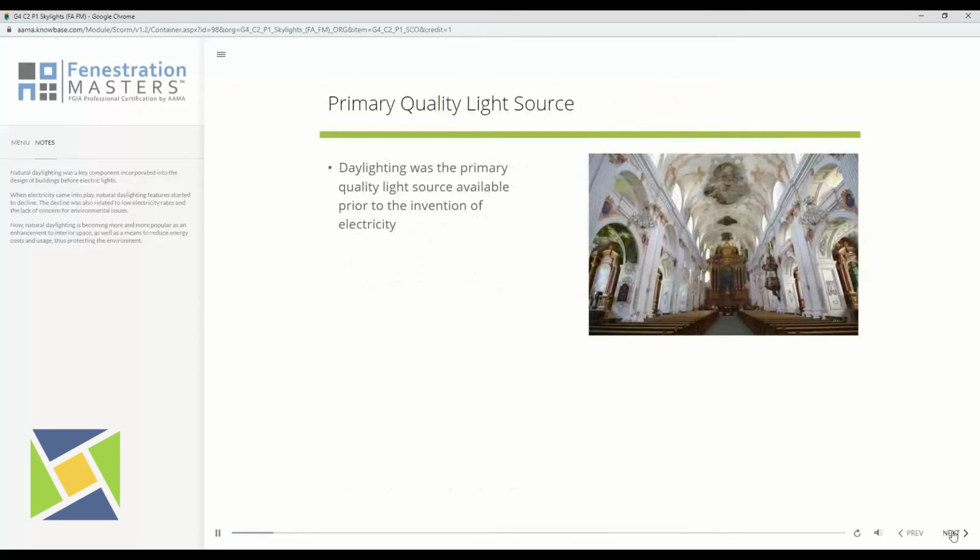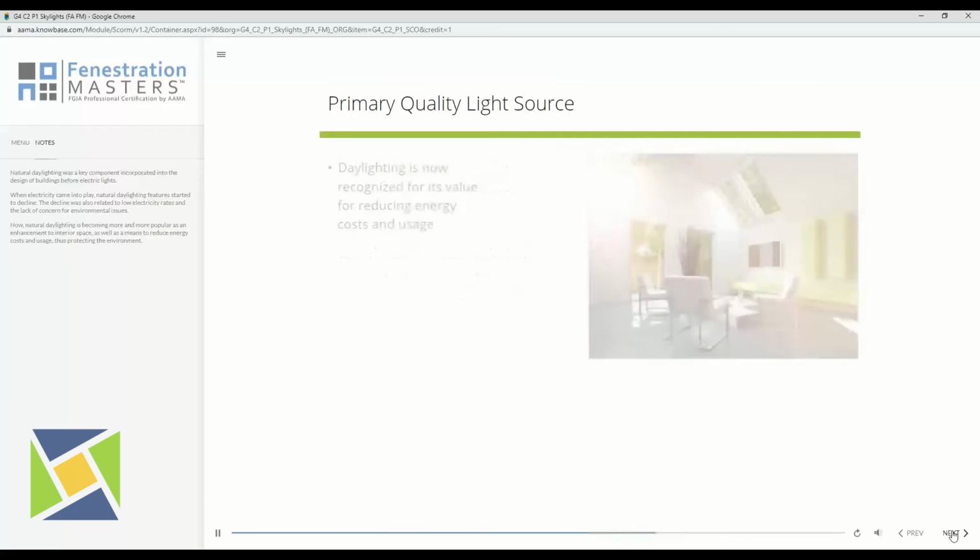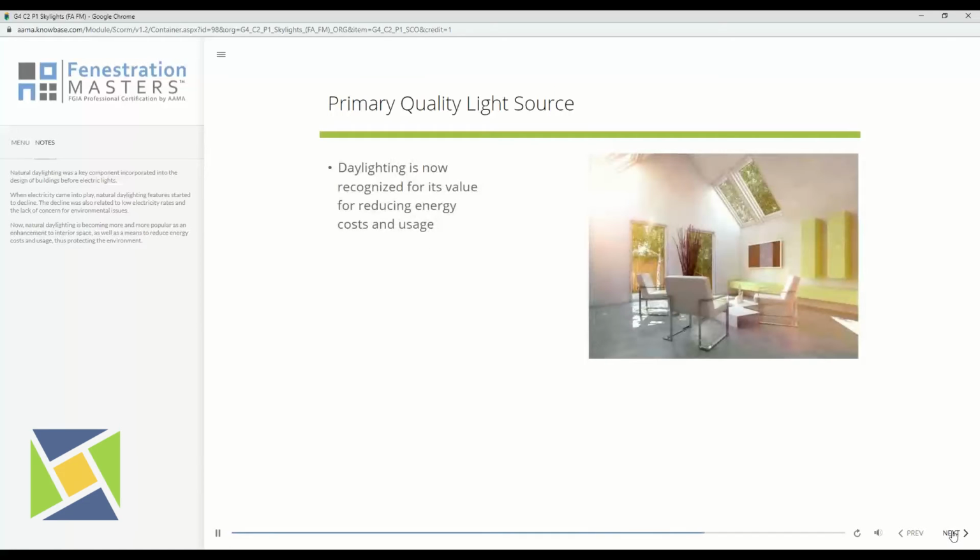Natural daylighting was a key component incorporated into the design of buildings before electric lights. When electricity came into play, natural daylighting features started to decline. The decline was also related to low electricity rates and the lack of concern for environmental issues. Now, natural daylighting is becoming more and more popular as an enhancement to interior space, as well as a means to reduce energy costs and usage, thus protecting the environment.